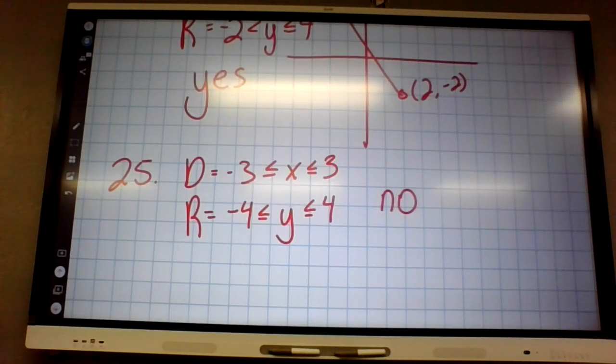So the lowest x is... Well, it goes forever, so there is no lowest.